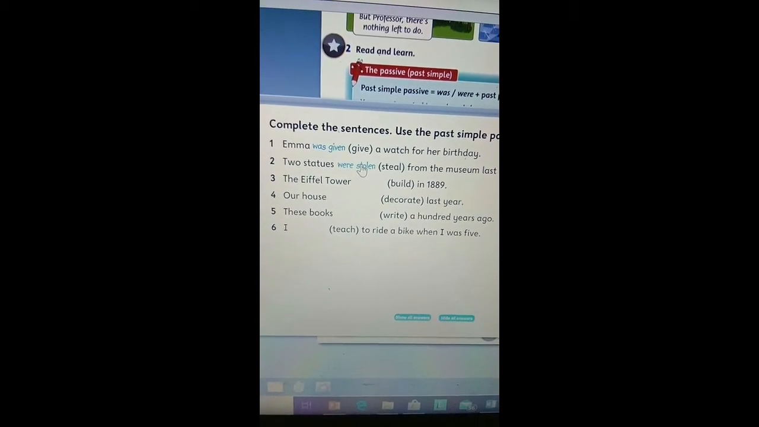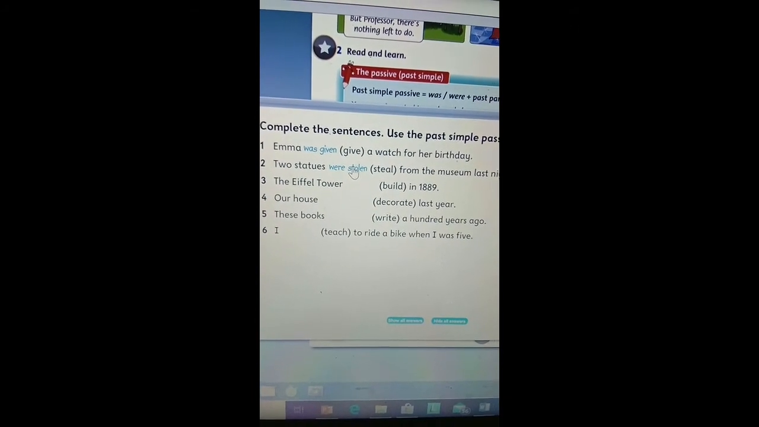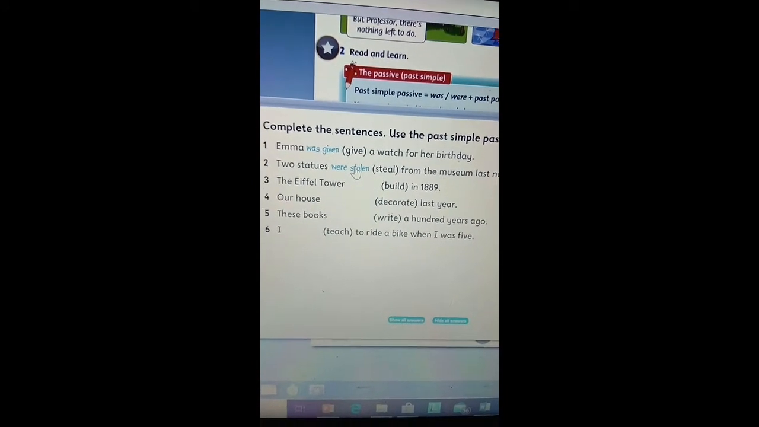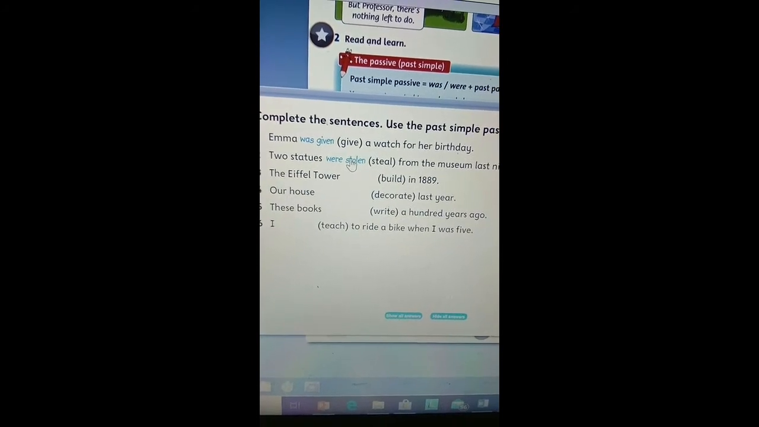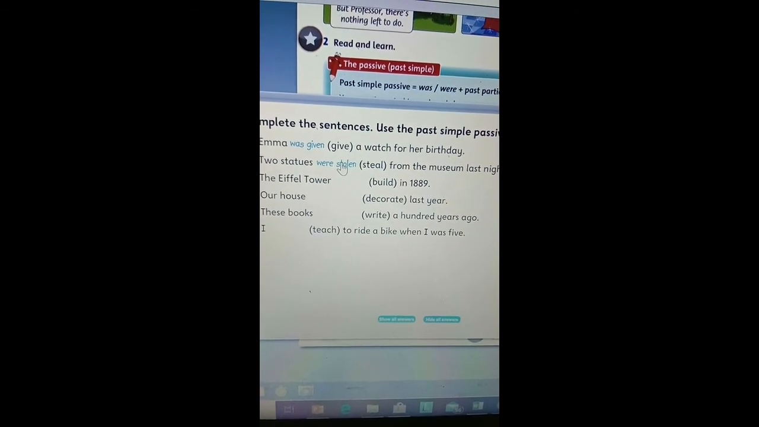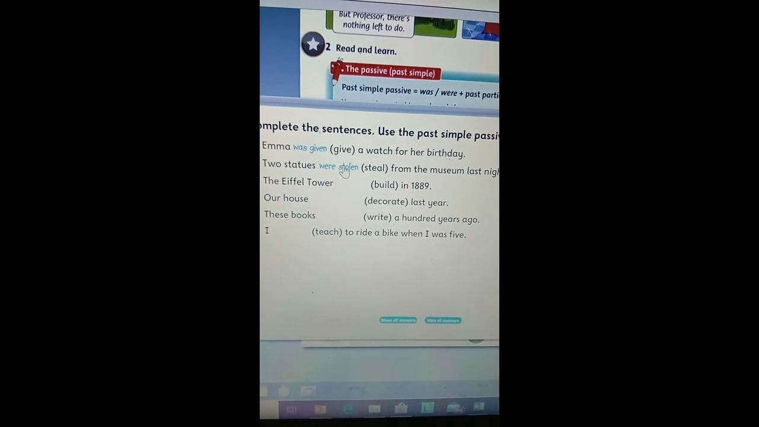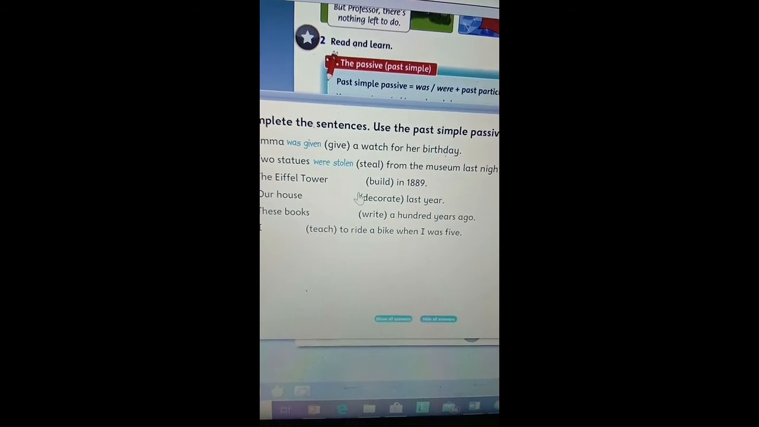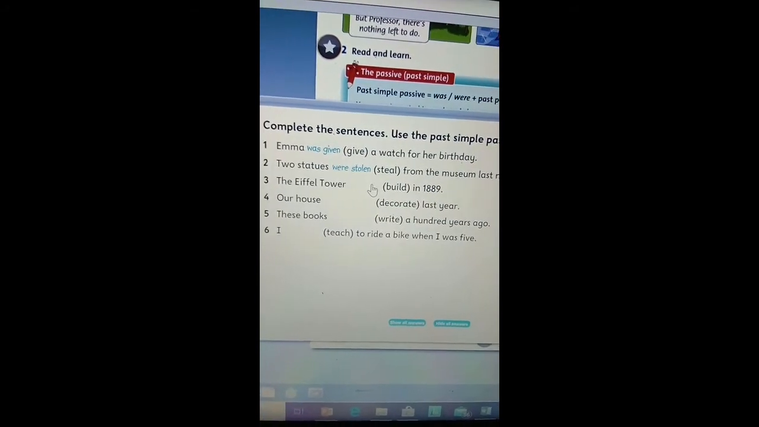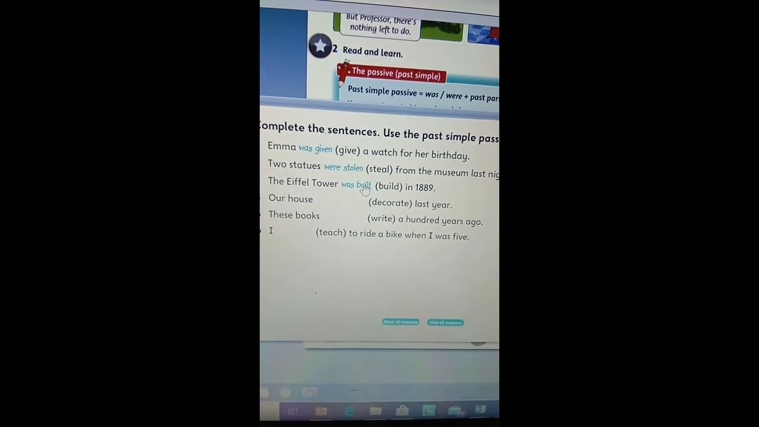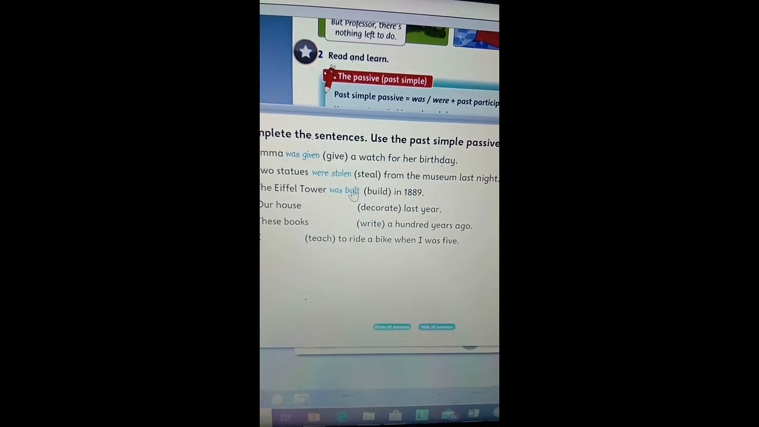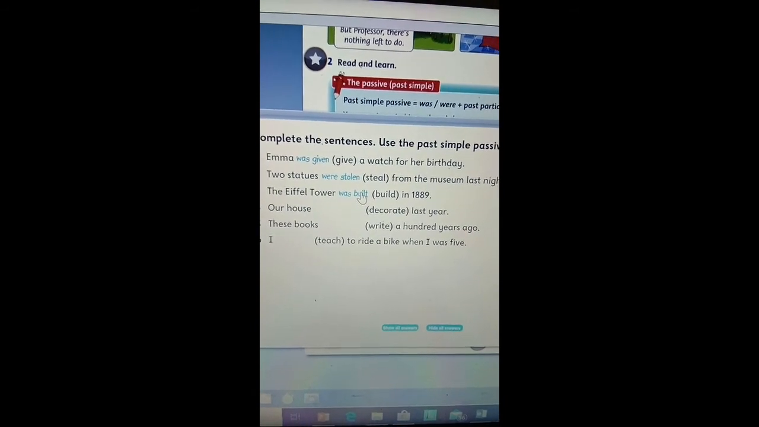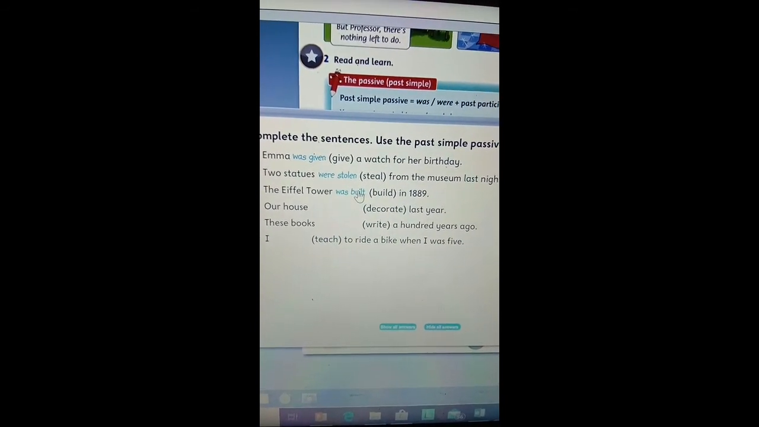Okay, the Eiffel Tower. Is that singular or plural? It's singular. There's only one Eiffel Tower. So this time we will need was. And then we need the past participle of build. You can check in your irregular verb list if you don't remember. The Eiffel Tower was built in 1889. That's funny. I went to see the Eiffel Tower in 1989, 100 years after it was built.